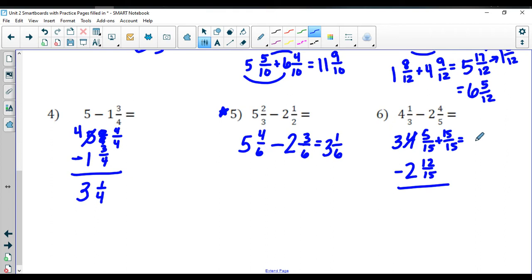15/15. I'm going to keep that same denominator. One whole is the same on top, numerator and denominator. So on the top, I have 20/15, and 20/15 minus 12 is going to be 8/15, and 3 minus 2 is going to be 1. So that's our process of borrowing.